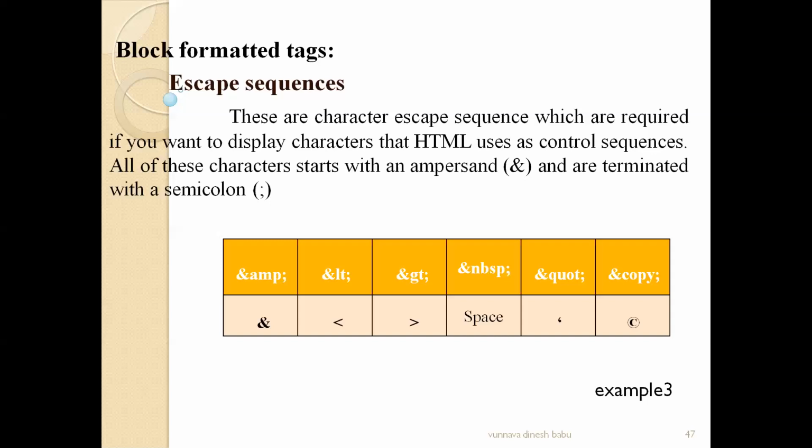For example, in the below table, you can observe ampersand AMP semicolon. That means we are trying to use ampersand. And the second one, ampersand LT semicolon. So ampersand should be at the start, LT means less than, and then a semicolon in order to terminate that particular HTML control thing. These are all called escape sequences.